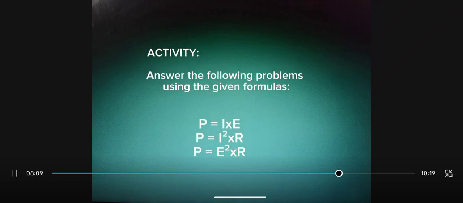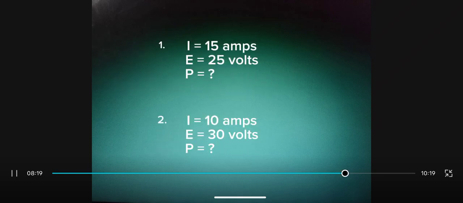Now let's have the activity. Answer the following problems using the given formulas that we have discussed earlier. Okay, for number 1, answer it properly and think about the answers.